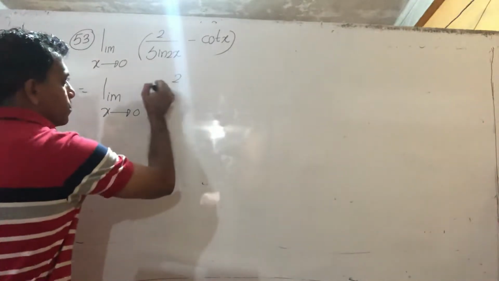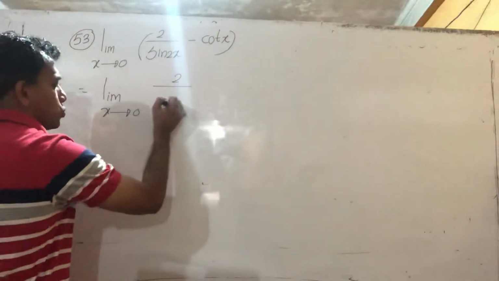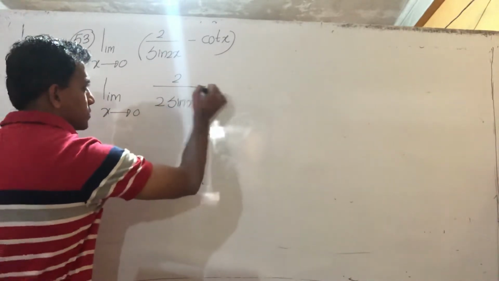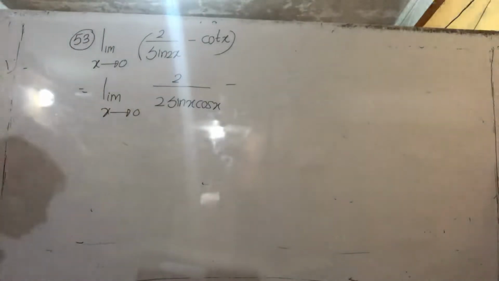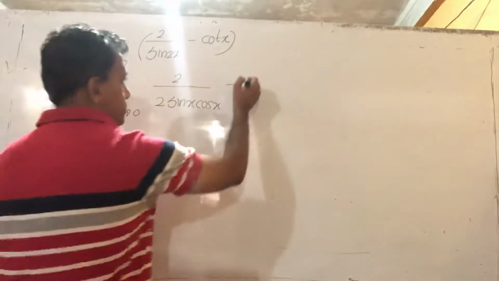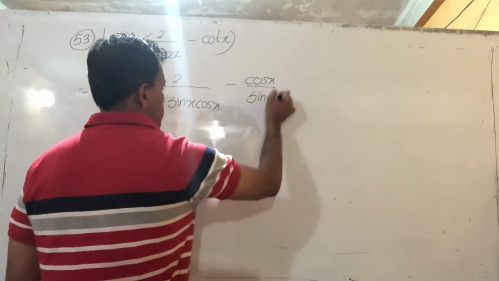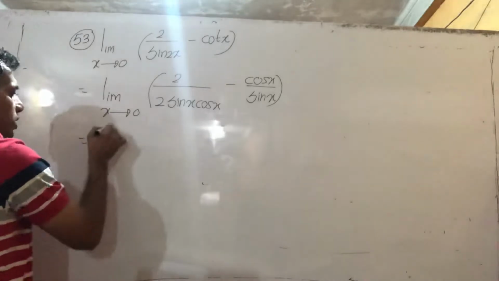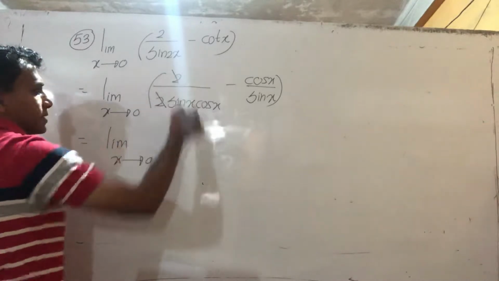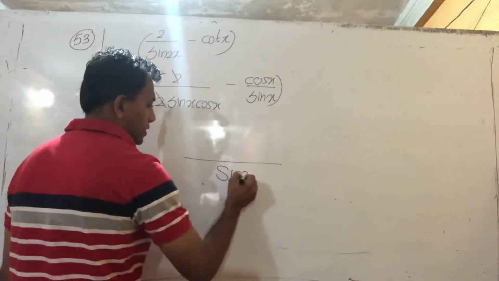2 over sine 2x, which is 2 sine x cos x, minus cot x. You can write cot as cos over sine, since the reciprocal of tan is cot, which is cos x over sine x. Therefore, limit x approaches 0, the 2 cancels and it is simplified. So I take the LCM, sin x cos x.